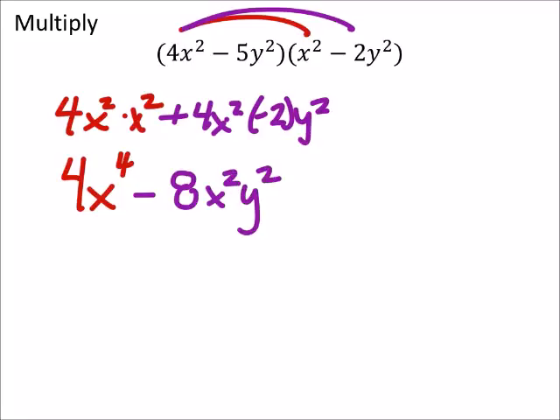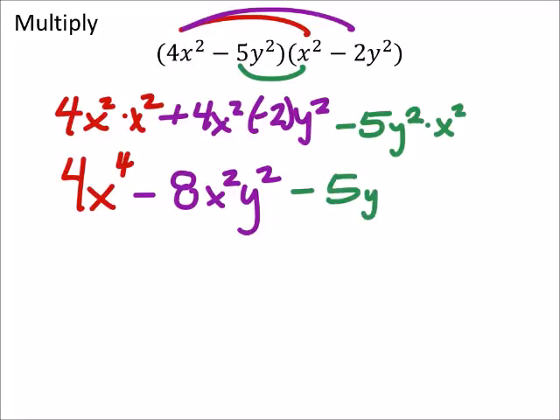Next up, we got this negative 5y squared times x squared. And that would just give us a negative 5y squared x squared. But some of you really want to write this in alphabetical order, and that's okay too. X squared, y squared. And the reason why we can switch those two around is because of the commutative property of multiplication. Not that anyone cares.